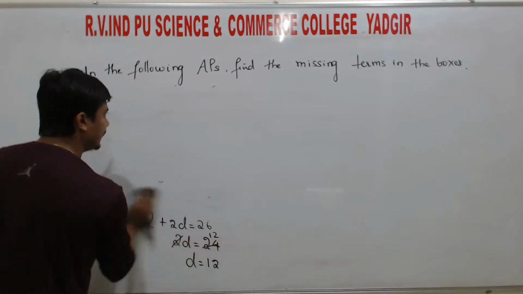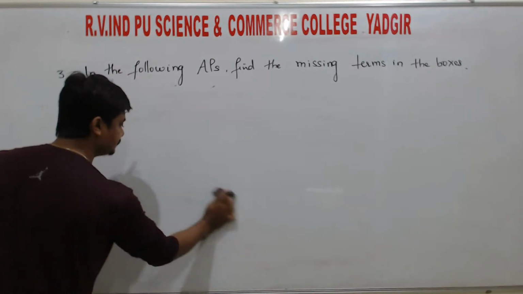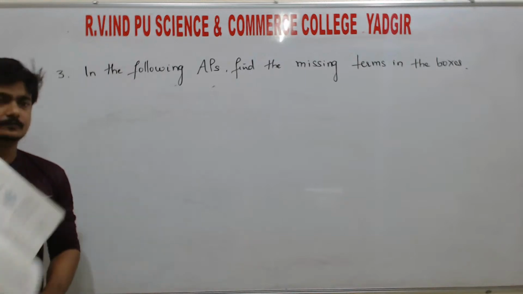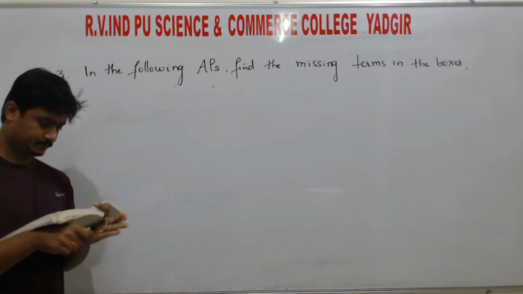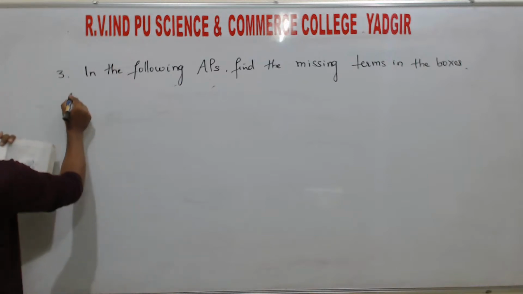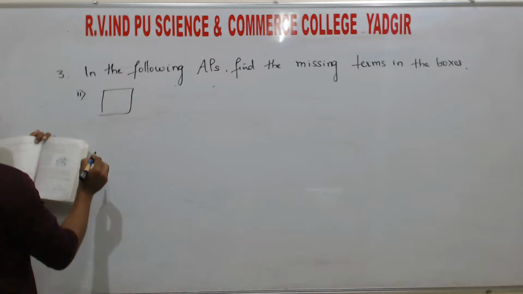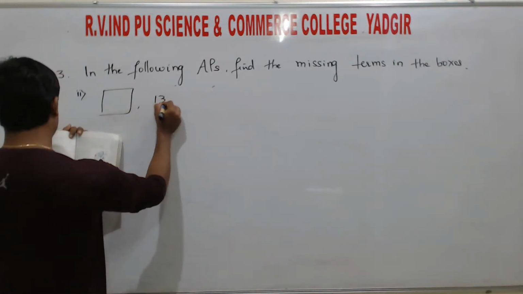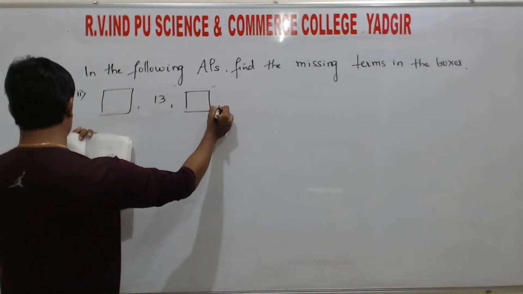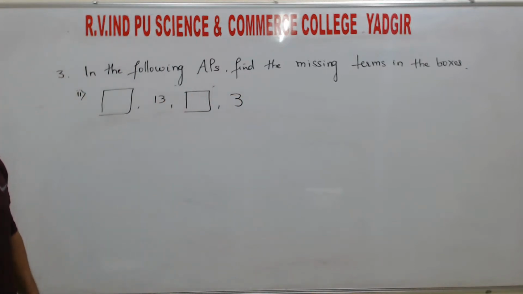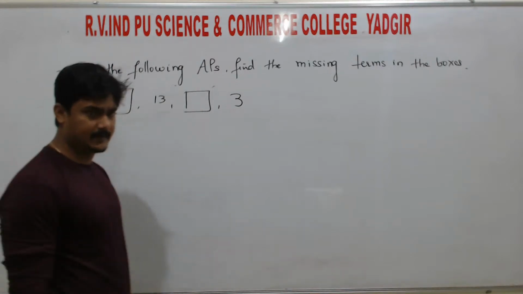Let us consider second one now. Beginning, comma, 13, again a box, comma, 3. This is the question. We need to find out what again? Missing term in the box.